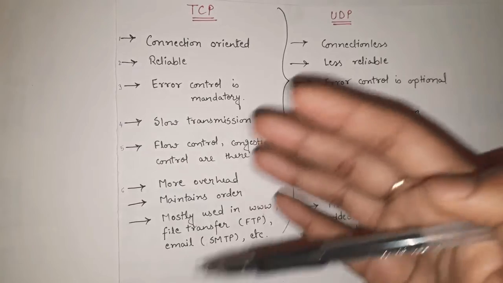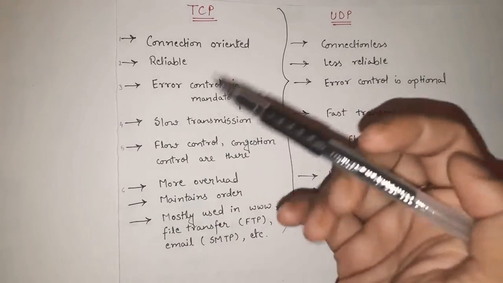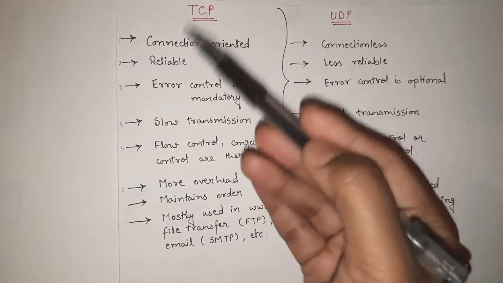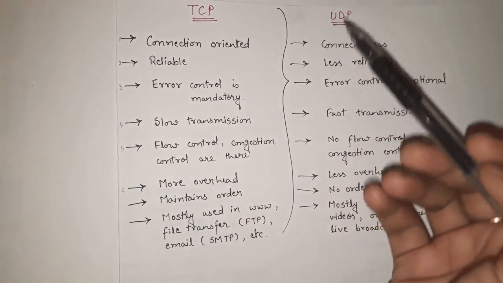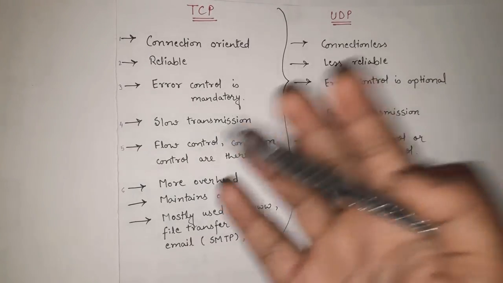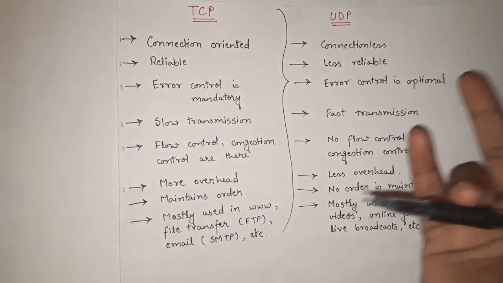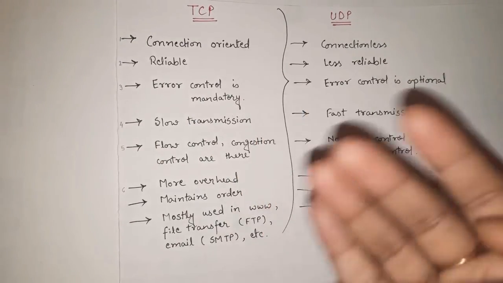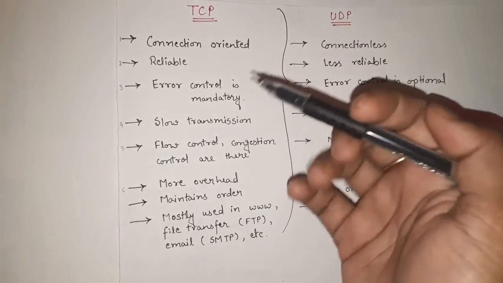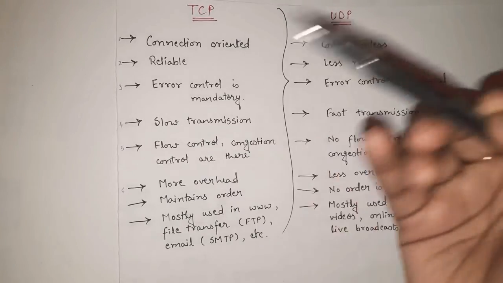Now I have written the points. I'll be explaining the points in this video. Fine. Now the first difference between TCP and UDP is that TCP is connection oriented and UDP is connectionless. Now obviously the next question is what is connection oriented and what is connectionless. TCP is called connection oriented. What do we mean by connection oriented? That before transferring any data, a connection has to be made.